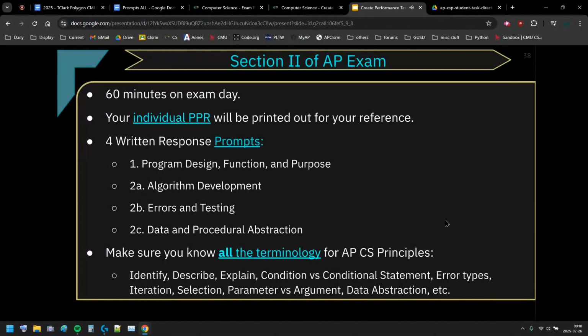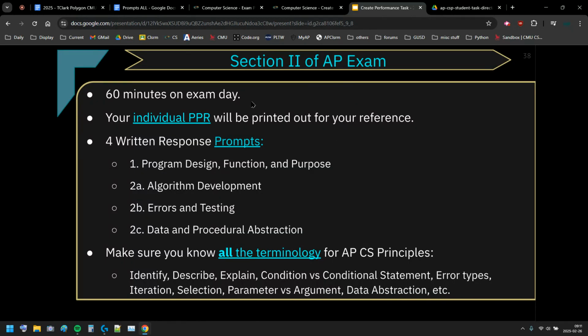T. Clark here, and this video is going to go over the actual exam, the prompts that are given to you. So it's May 1st, May 5th, something like that. You're done with your program, you've turned it in, you submitted to the digital portfolio your PPR, your PDF, and your video of your program running. And now what? The best way you can prepare for the exam is to basically just do mock exams.